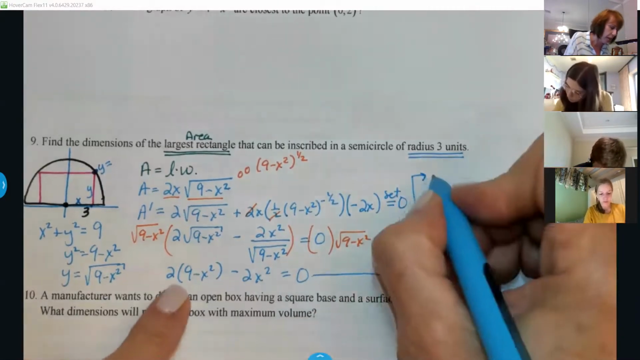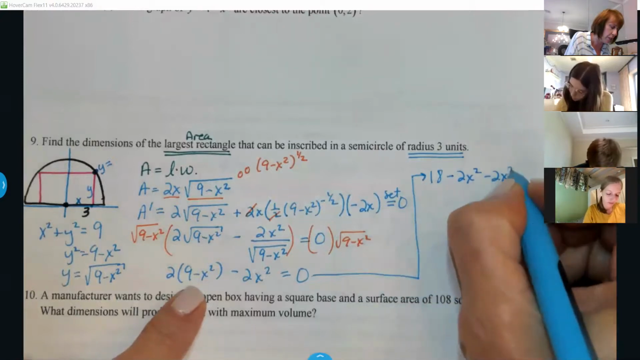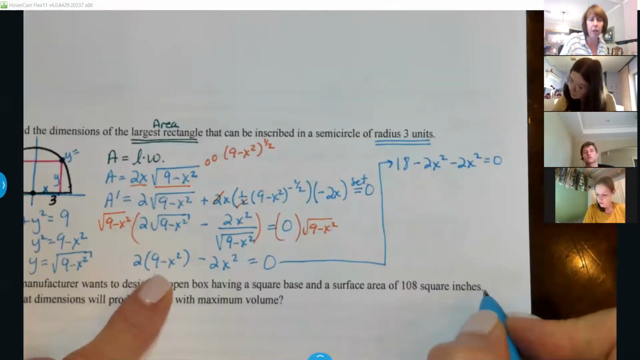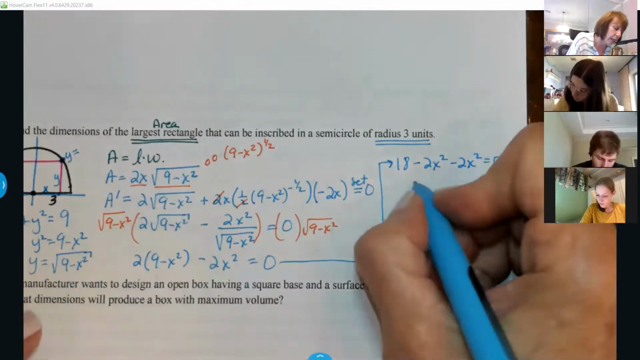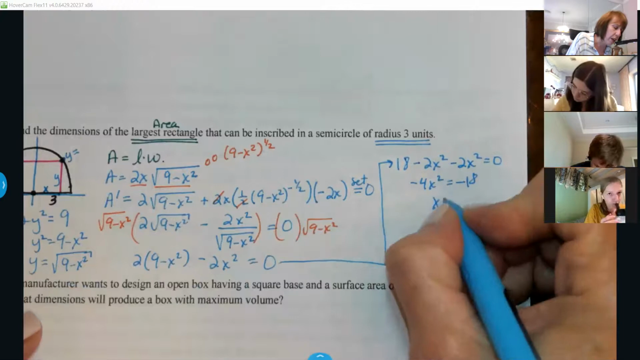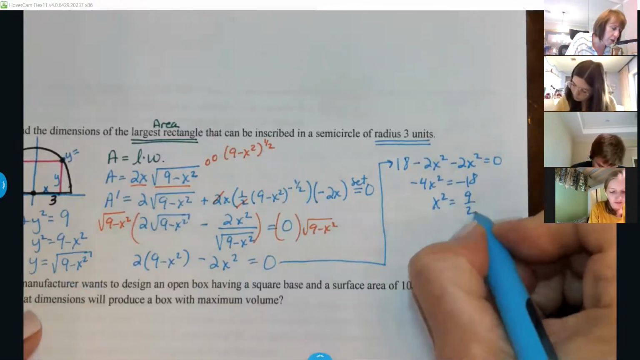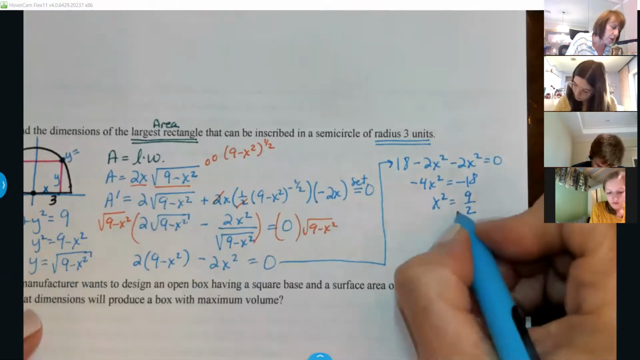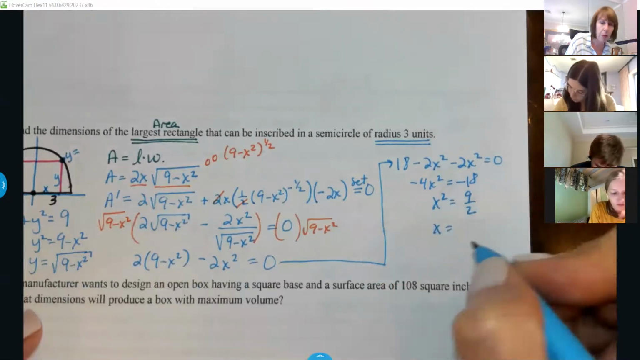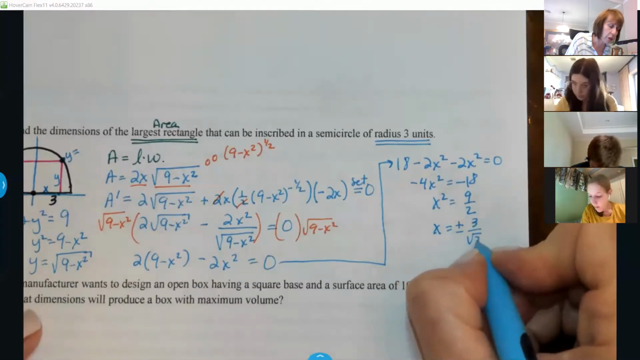So I have 18 minus 2x squared minus 2x squared is equal to 0. And so that's negative 4x squared. I'm going to take the 18 over. X squared is 18 over 4, which is 9 over 2. So x will be plus or minus 3 over square root of 2.